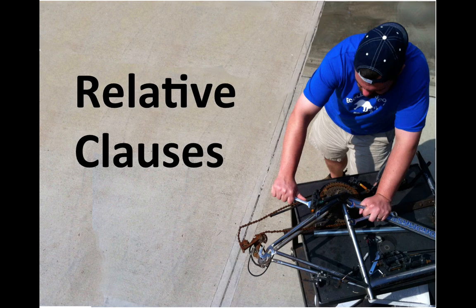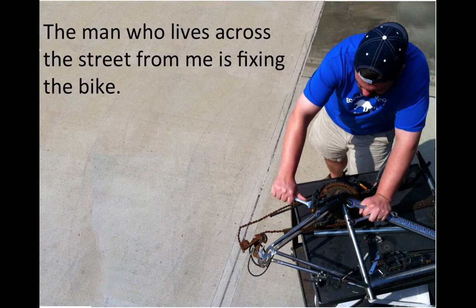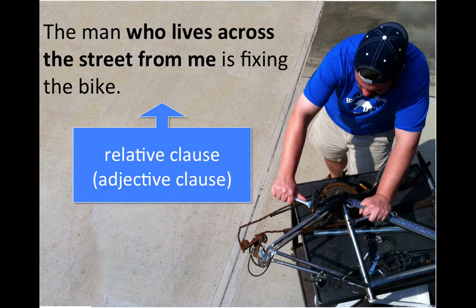Today we're going to talk about relative clauses. Let's take a look at some examples. The man who lives across the street from me is fixing the bike. Who lives across the street from me is an example of a relative clause.